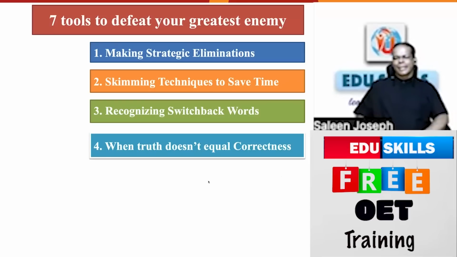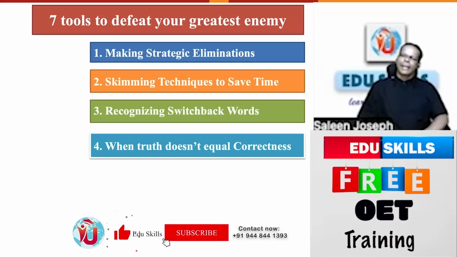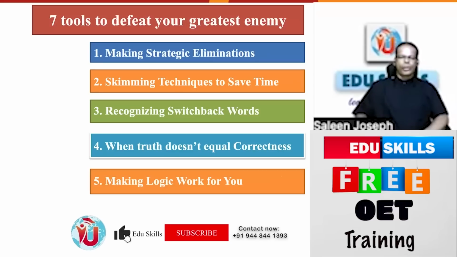When truth doesn't equal correctness. Right answers are not correct answers in OET. Maybe out of 4 options, 2 options are perfectly right, but 1 will be correct. So the most important answer should be chosen. The golden rule is give the monkey exactly what he wants. Give the monkey exactly what he wants.